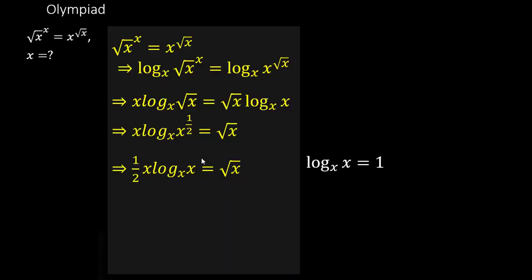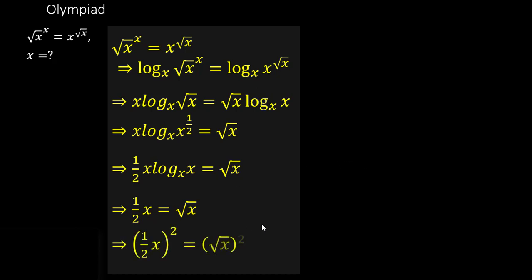That means our log x to the base x becomes 1, leaving the expression as half x is equal to the square root of x. Now to clear the square root, what do we do? We square both sides. When you square both sides, this square affects all the numbers within. So 1 squared is 1, 2 squared is 4, and x squared is x to the power 2. And here the square root of x squared simply means that the radical sign and the power cancel out. So simply we have x.